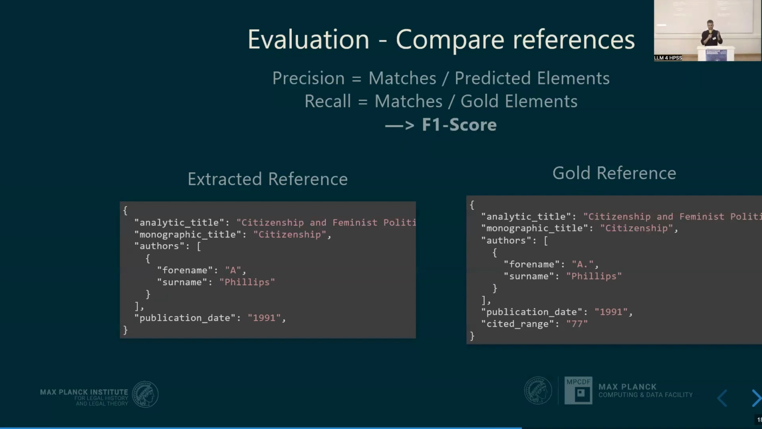Then you divide the number of matches by the number of predicted elements. In this case, there are 5 elements in the extracted reference, and in the gold reference there are 6 elements. Then you simply compute the harmonic mean between the two values, and this gives you your F1 score. An F1 score of 1 means the reference was perfectly extracted, and an F1 score of 0 means there were no matches.